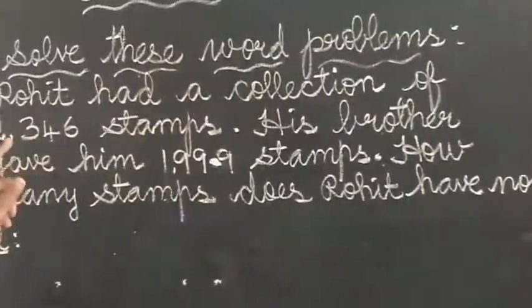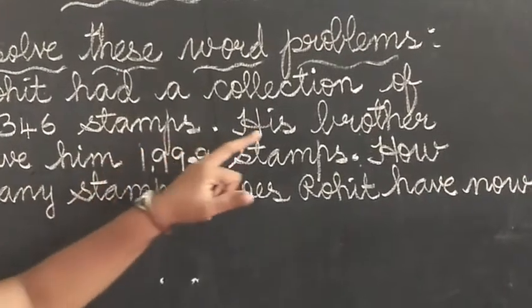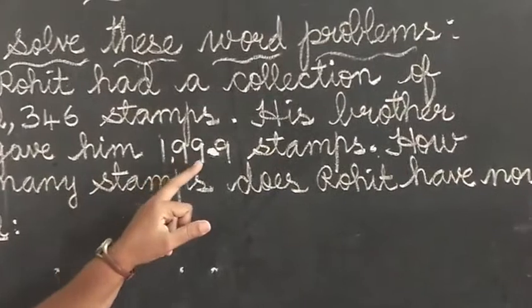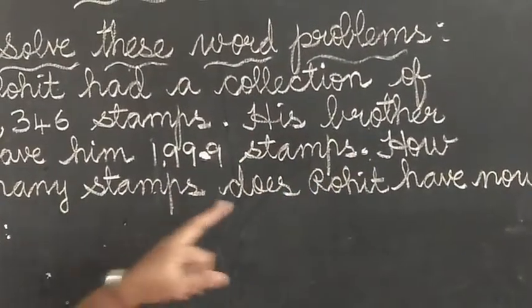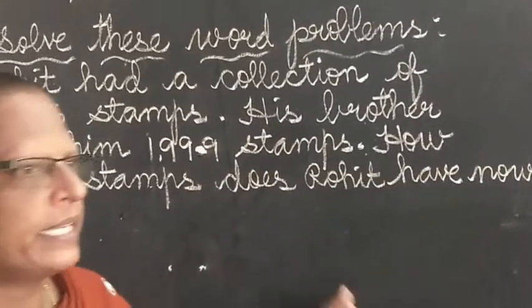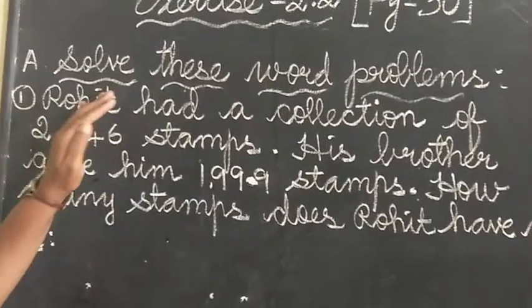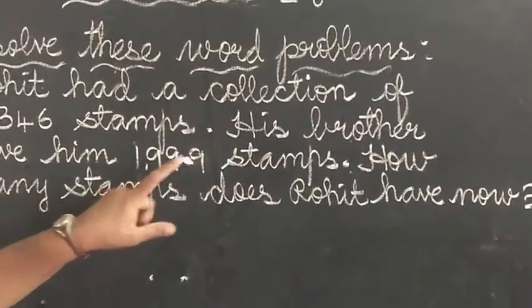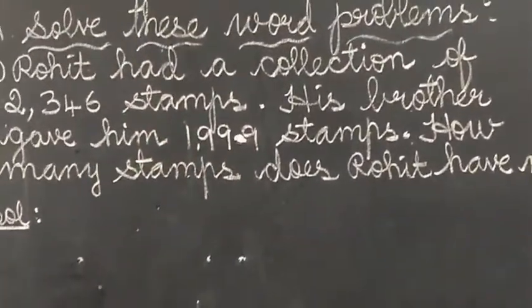Rohit had a collection of 2,346 stamps. His brother gave him 1,999 stamps. How many stamps does Rohit have now? See, he had a collection of 2,346 stamps and his brother gave him 1,999 stamps. So, all together, how many stamps you have to find out?